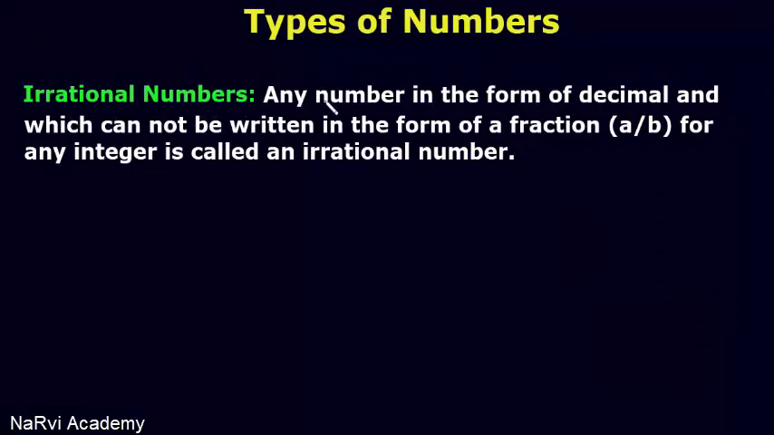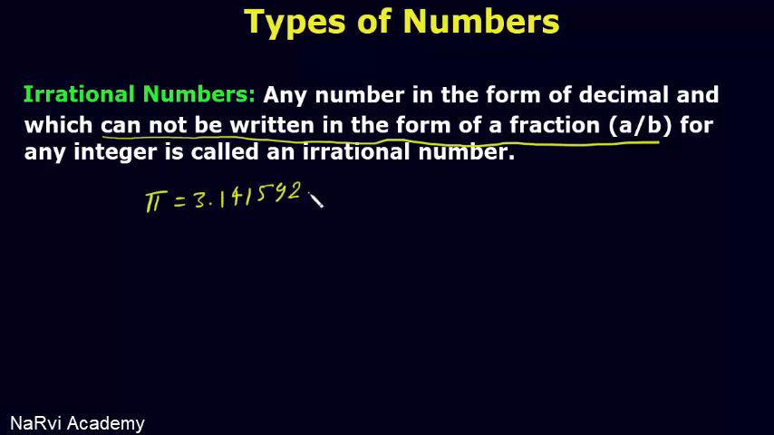Irrational numbers. Any number in the form of decimal which cannot be written in the form of a fraction. A number which you cannot write in the form of a by b for any integer is called an irrational number. For example, the value of pi is 3.141592 and so on. So this value of pi cannot be written in the form of fraction a by b. That's why it's an irrational number.